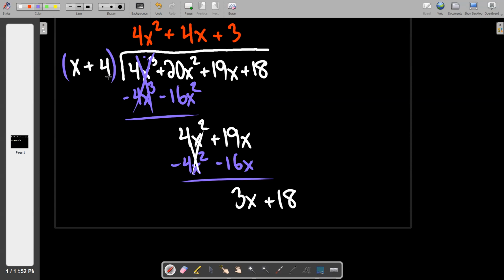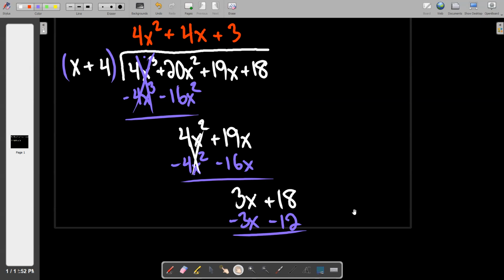The first one would be 3x. So I'm going to write minus 3x. The second one would be 12. So I'm going to write minus 12. And now for the first time in our workings, this becomes normal.